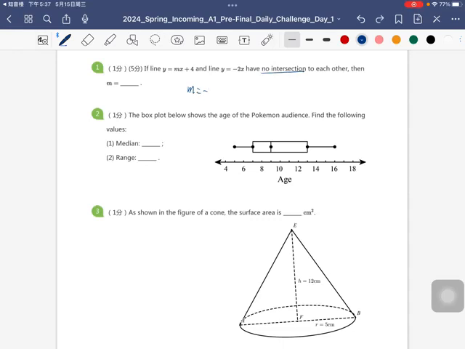Okay, and guys, for question number 2, we have a box plot to read. Okay, so we need to find the range and median from this graph. The median is very easy to locate, right? This is the median for the box plot, which is 9. And for the range, it's going to be the difference between the minimum and the maximum, and that's going to be 16 minus 5, so it's going to be 11.